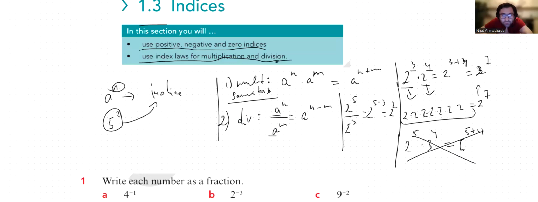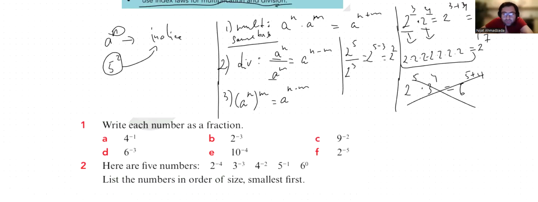The third rule is not given here, but you will see it in the questions. It is about a to the power of n to the power of m, which is equal to a to the power of n times m. An example: 5 to the power of 2 to the power of 3 will be equal to 5 to the power of 2 times 3, which is 5 to the power of 6. Those are the only three rules that we need to know.